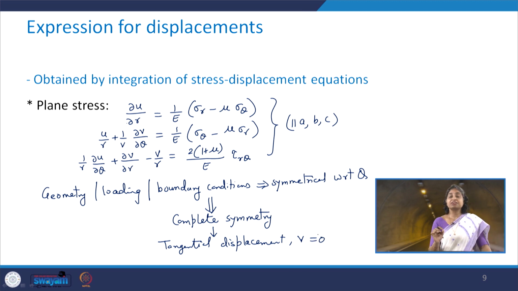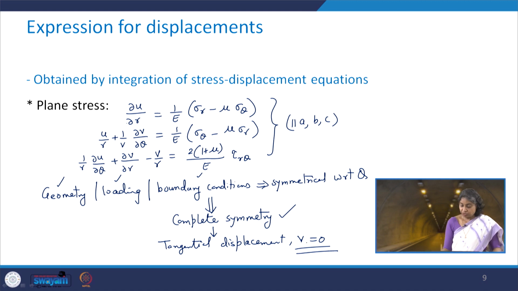Now, if there is not the symmetry in either of these conditions, that is either geometry or loading or boundary, then we cannot say this. So, until and unless there is the complete symmetry, we cannot say that the tangential displacement will be equal to 0. But in our case, this is the situation. So, we can just say that the tangential displacement is going to be equal to 0.